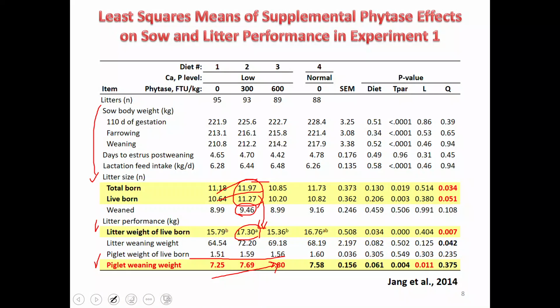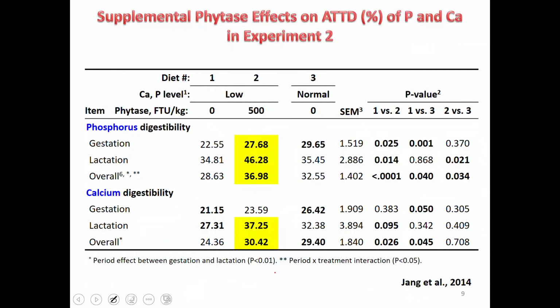However, piglet weaning weight increased linearly, okay, with increasing phytase supplementation level up to 600 FTU, and this means phytase affected, okay, sow, probably milk and others, so that the piglet growth increased with increasing phytase supplementation level. So then in experiment 2, we measured phosphorus and calcium digestibility of sows in gestation and lactation.